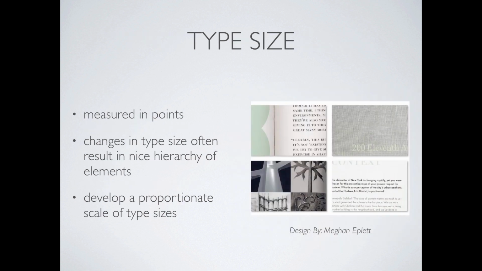Type size. Again, very obvious. You've all worked through this before. It's measured in points. It's a 12-point font, that sort of thing. Changes in type size often result in a nice hierarchy of elements. If you did nothing else and you just created a ratio, my heading is going to be at 16 point, my subheading is going to be at 12 point, and my body is going to be at 10 point. And you just stuck to that. Same font, nothing more than that. That by itself is establishing a nice hierarchy for your design.